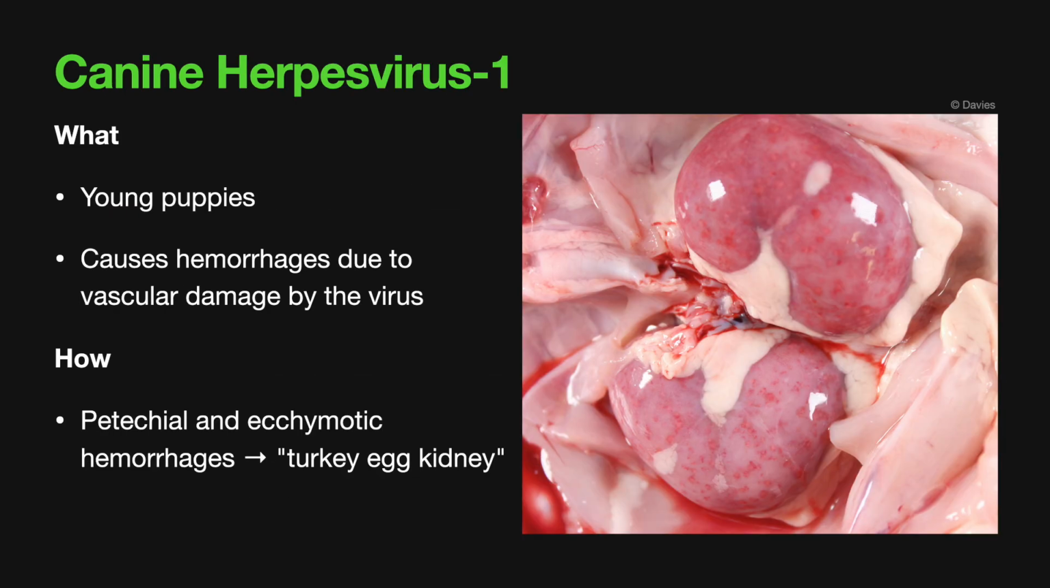Finally, we have canine herpesvirus 1. This condition occurs in young puppies and causes hemorrhages due to vascular damage by the virus. You can identify this as petechial and ecchymotic hemorrhages over the renal cortex in a young dog. Sometimes we refer to this lesion as a turkey egg kidney because it looks kind of like a turkey egg. Next, we'll look at some inflammatory diseases.